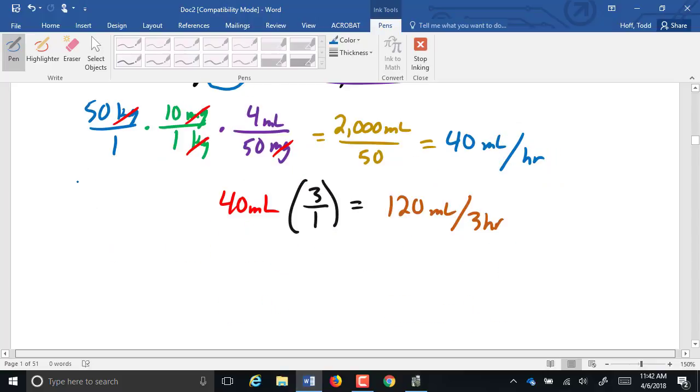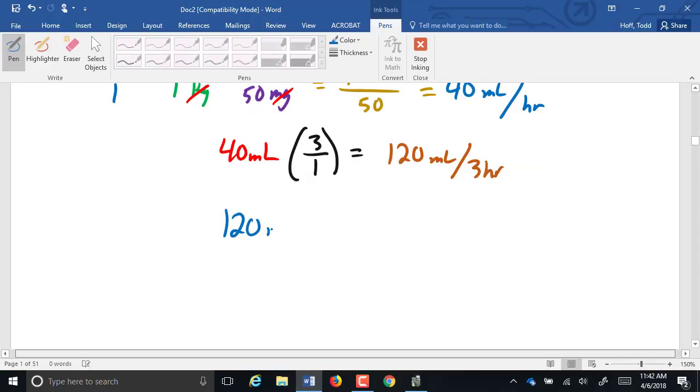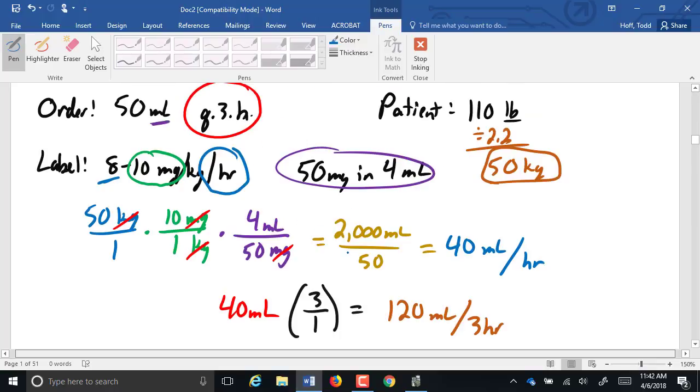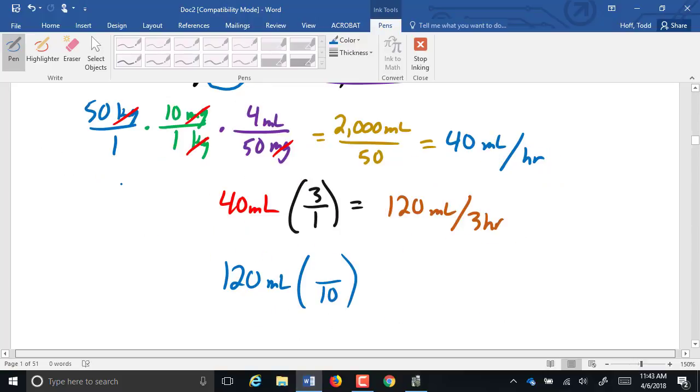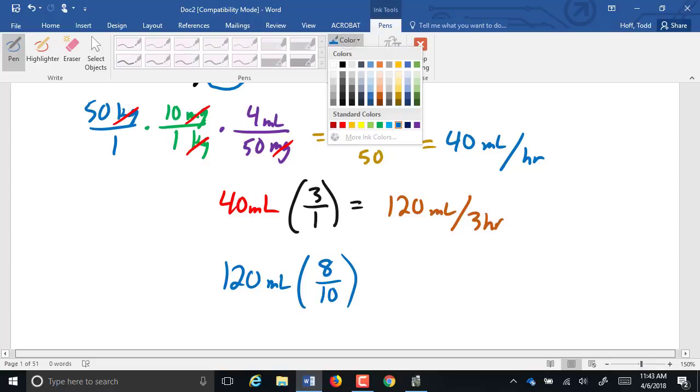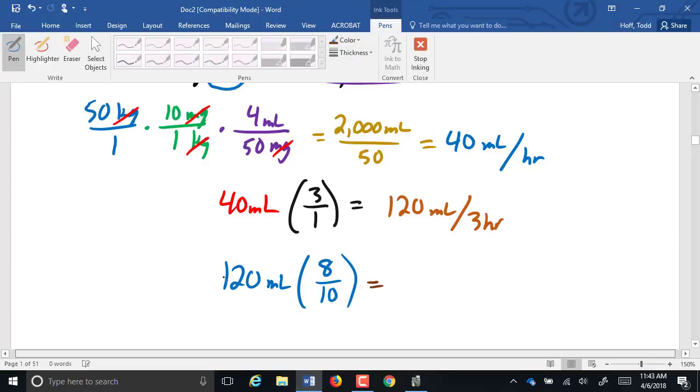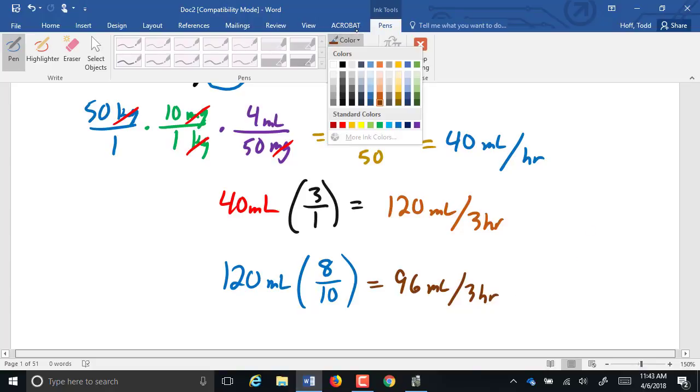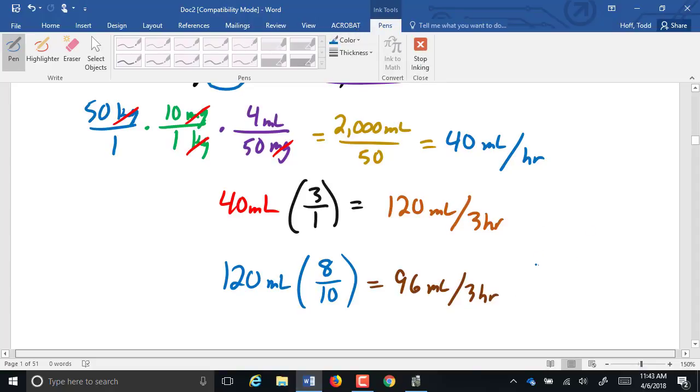Now let's look at the minimum dosage. Take that 120 milliliters. That was calculated using the max dosage of 10 milligrams per kilogram. We want to convert that to the minimum of 8 milligrams per kilogram. So 120 times 9 divided by 10 is 96 milliliters every 3 hours. So our recommended safe dosage here is 96 milliliters to 120 milliliters every 3 hours.